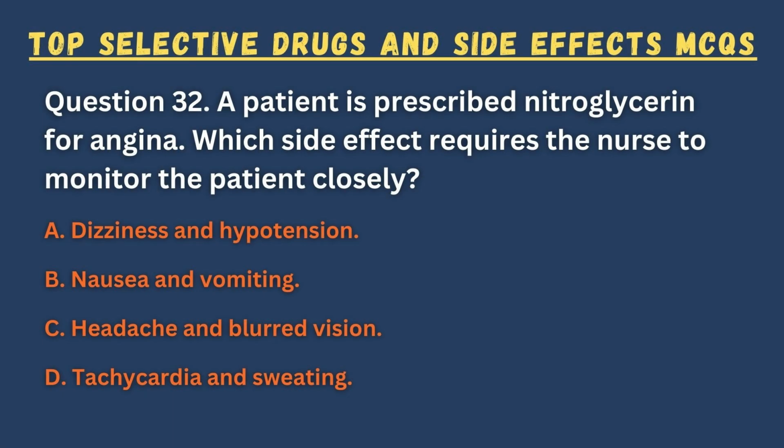Question 32. A patient is prescribed nitroglycerin for angina. Which side effect requires the nurse to monitor the patient closely?